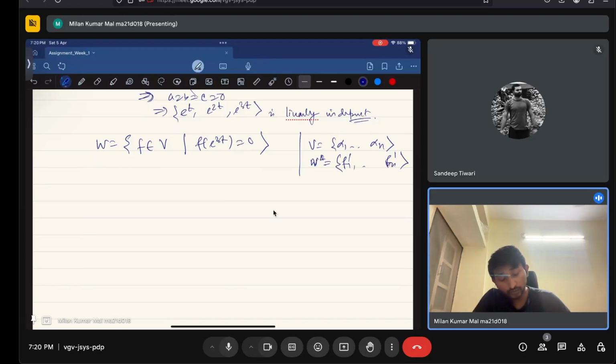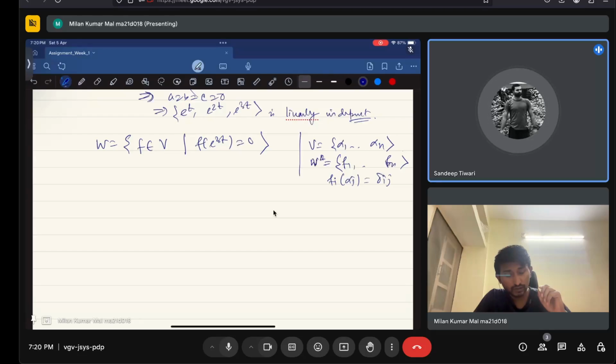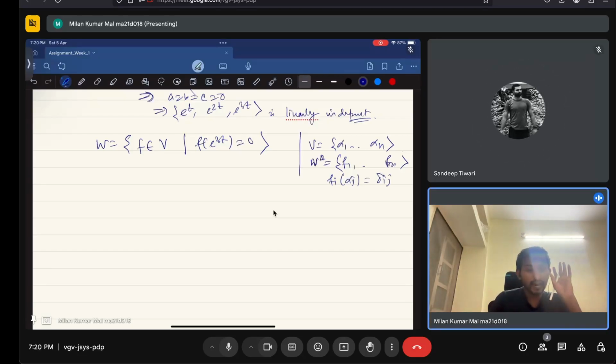So now you know that this fi is a vector which says something like fi of alpha j is equal to delta ij, right? If i is equal to j, then this is 1. If i is not equal to j, then 0. Therefore it is annihilating. What is the number of fi for which a particular alpha will be 0? That is obviously n minus 1, right?